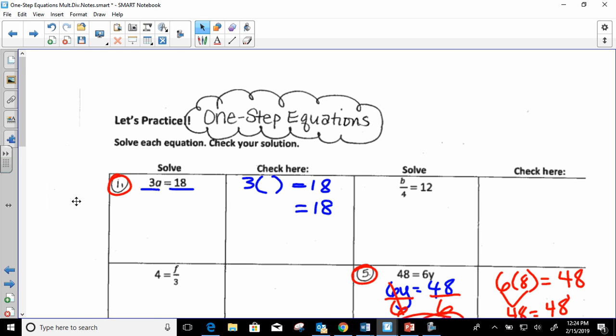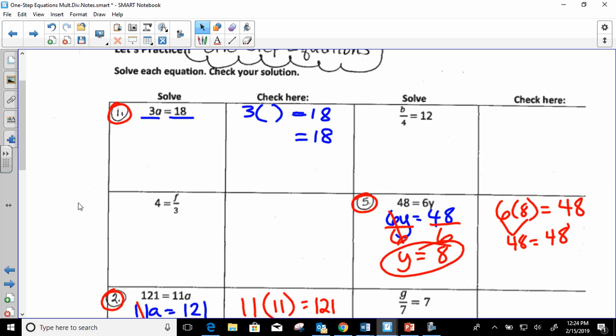All right, so once you're done with those notes, go ahead and go back to the problems. We've already done 1 through 7 here. Now you're going to go back and do the rest of the problems. For example, let's look at this one here. B divided by 4. When you see a division bar there, that means division. So the opposite of division is to multiply. We're going to multiply by 4 on both sides. This cancels out. B equals 48.